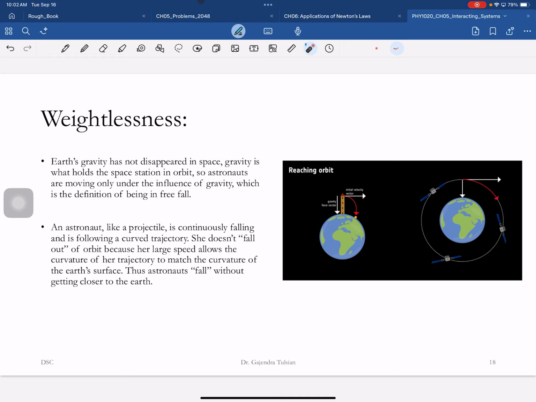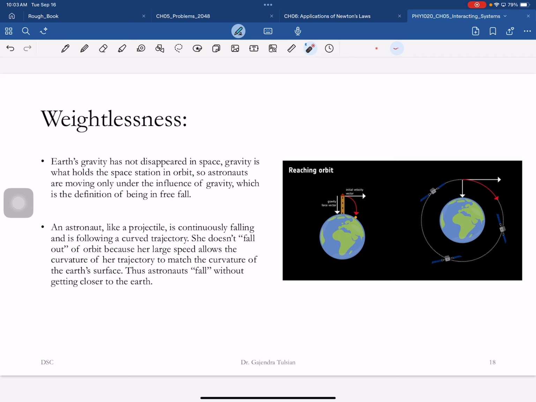So why do the astronauts feel weightless in space? Earth's gravity has not disappeared in space. Gravity holds the space station in orbit. When the space station is going in a circular orbit, it's going at constant speed. The International Space Station is going at 8 kilometers a second. 8 kilometers is from here to State Road 40. But it is accelerating, and so the force of gravity provides the centripetal force.